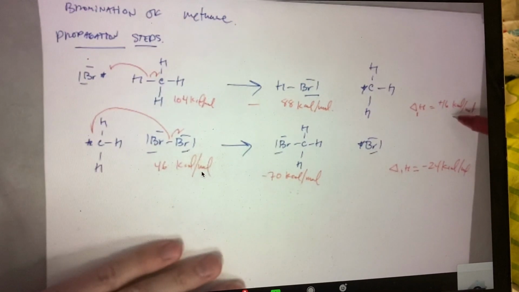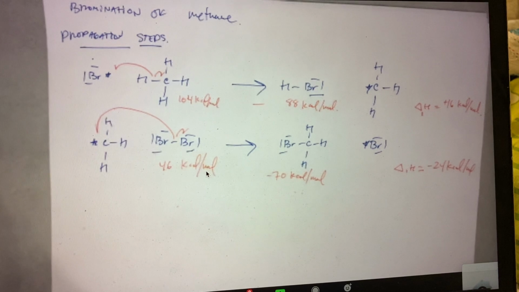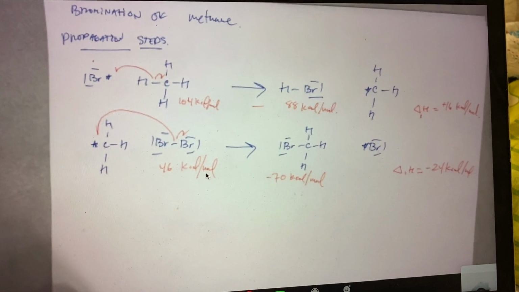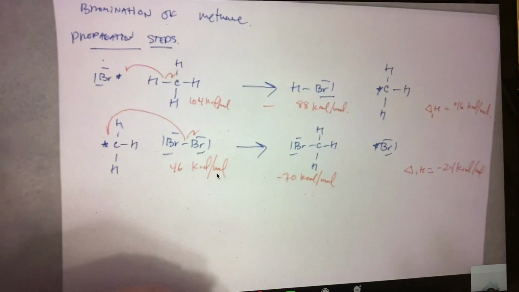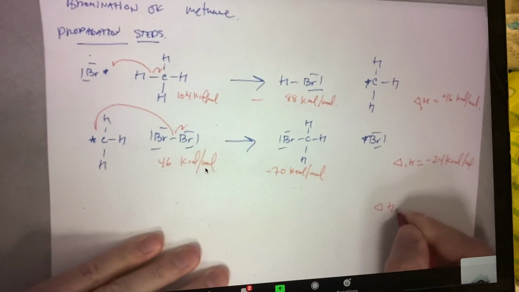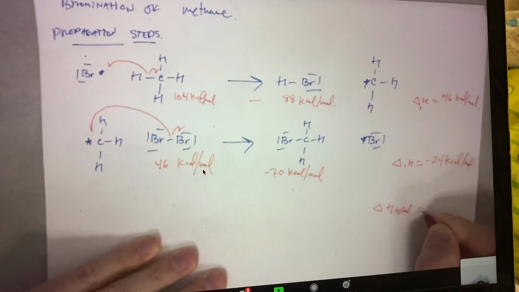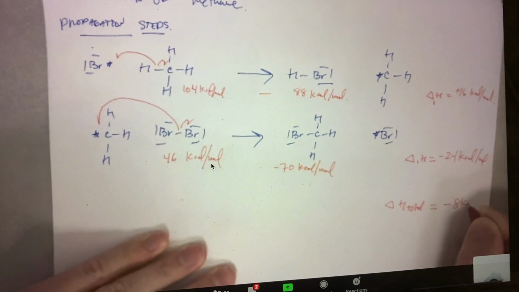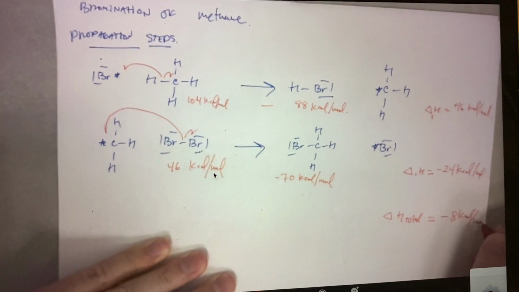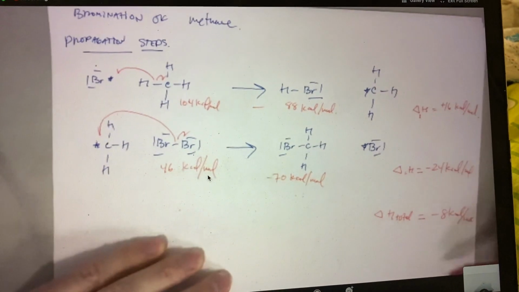So our first step is plus 16. Our second step is minus 24. These values we calculate. And then if we want to calculate the delta H total for the reaction, in this case it's minus 8 kcals per mole. It's just the summation of these two numbers.